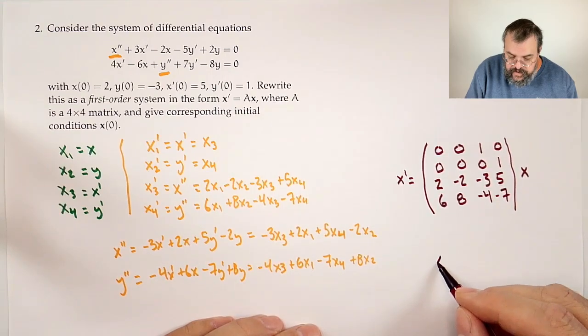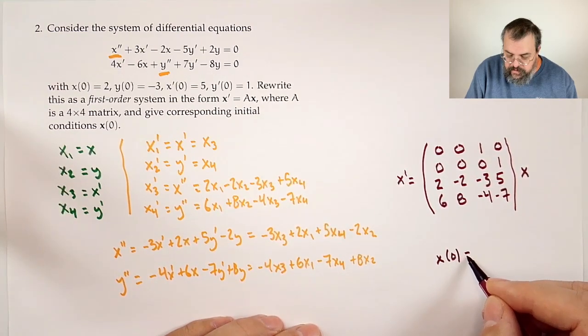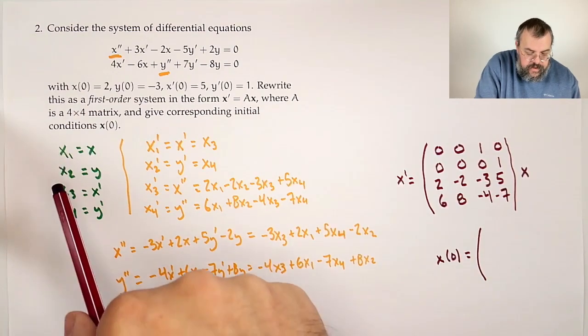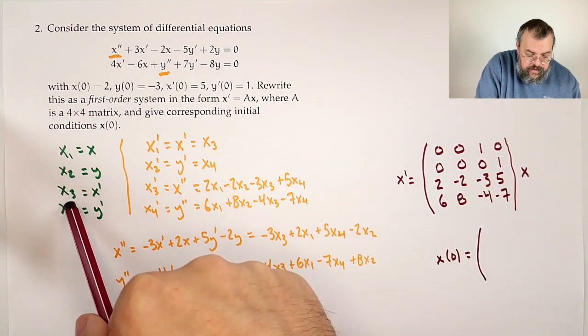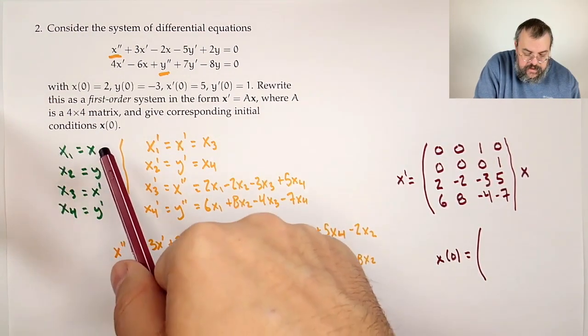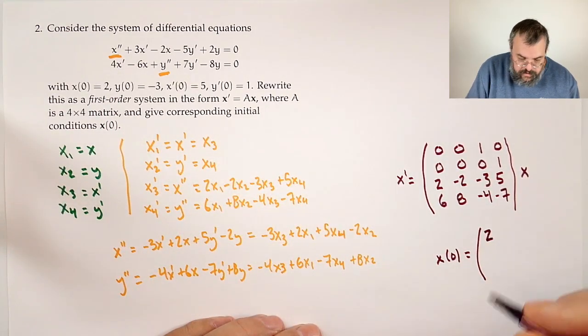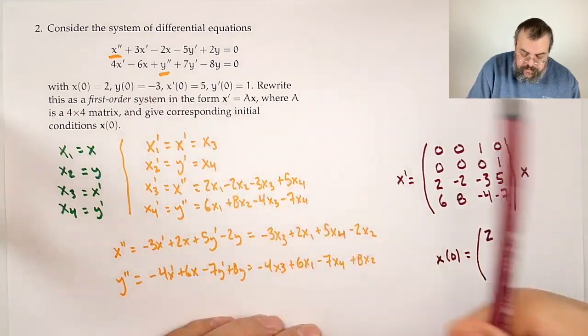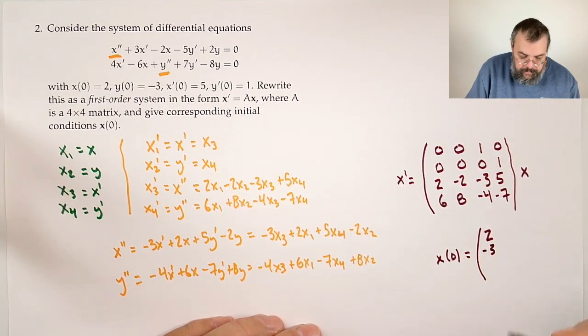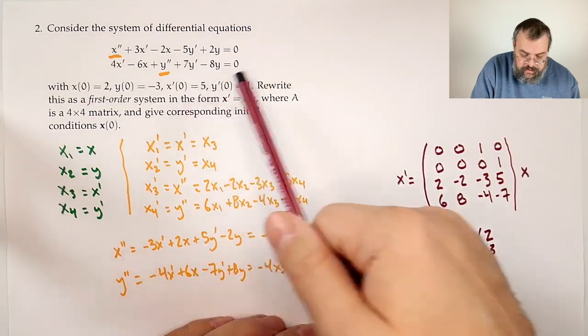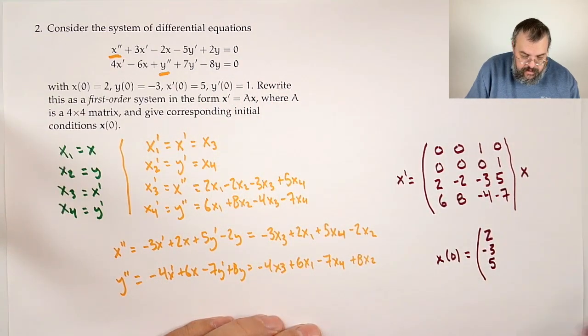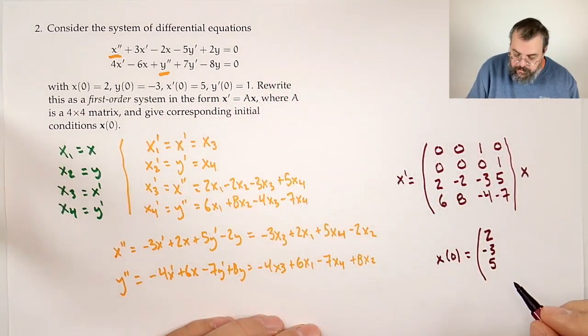What are our initial conditions? Well, x0. We want x1(0), x2(0), x3(0), x4(0). So what is x of 0? 2. What is y of 0? Negative 3. What's x prime of 0? 5. And what's y prime of 0? 1.